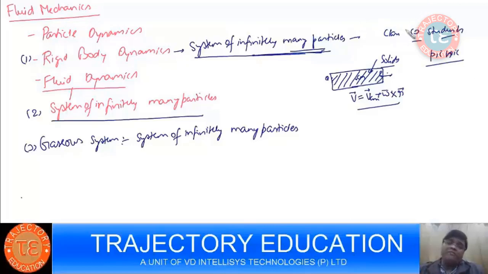So if all these 50 students are very good friends of each other, then if somebody wants to study our motion, he doesn't have to study the motion of each student. He can just study the motion of one of us and correlate the motion of the other students with respect to that student, right?